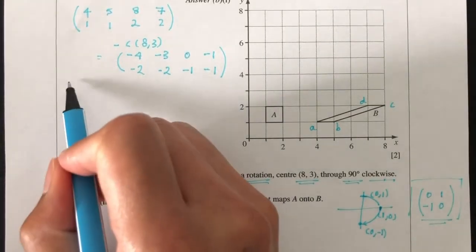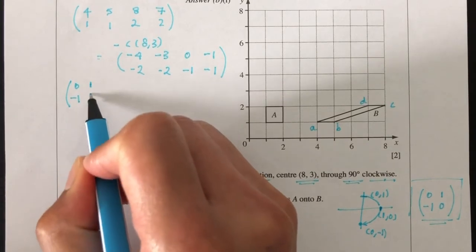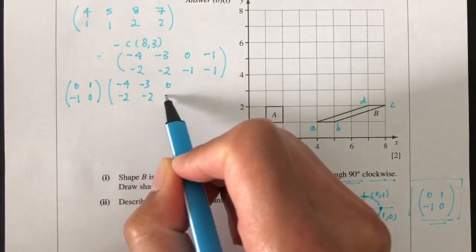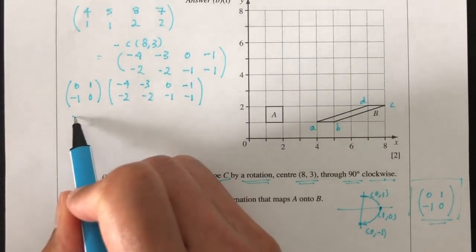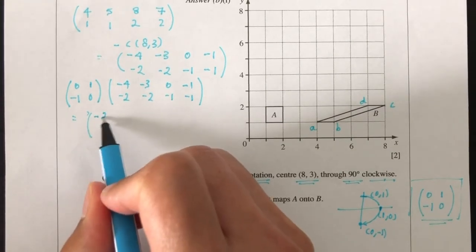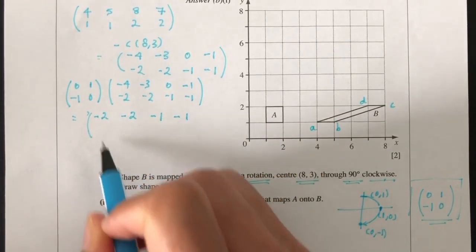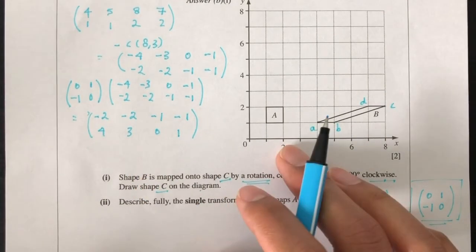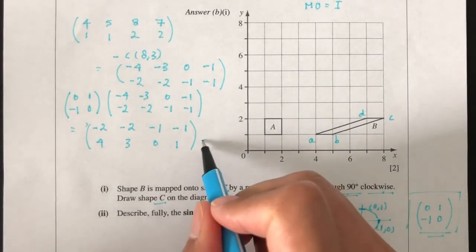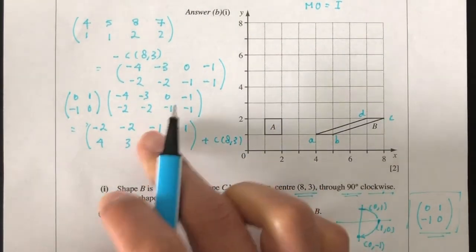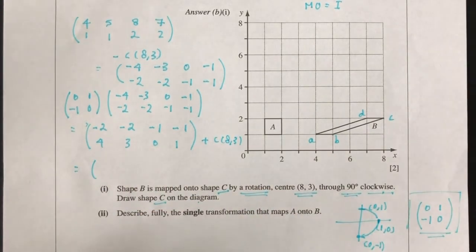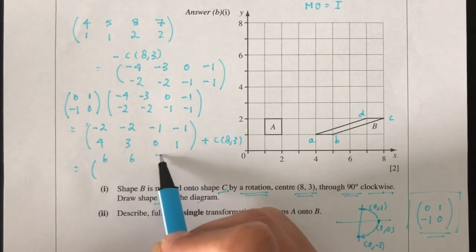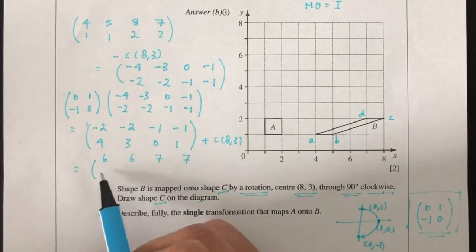So we use this. So 0, minus 1, 1, 0 times the object to find the image. Minus 1, minus 1. So this becomes minus 2, minus 2, minus 1, minus 1. Become 4, 3, 0, 1. Now we have the image, but we have to add back the center. So plus center 8, 3 to each and every one of them. So the final points will be, minus 2 plus 8, that will be 6, 6, 7, 7. 4 plus 3 will be 7.